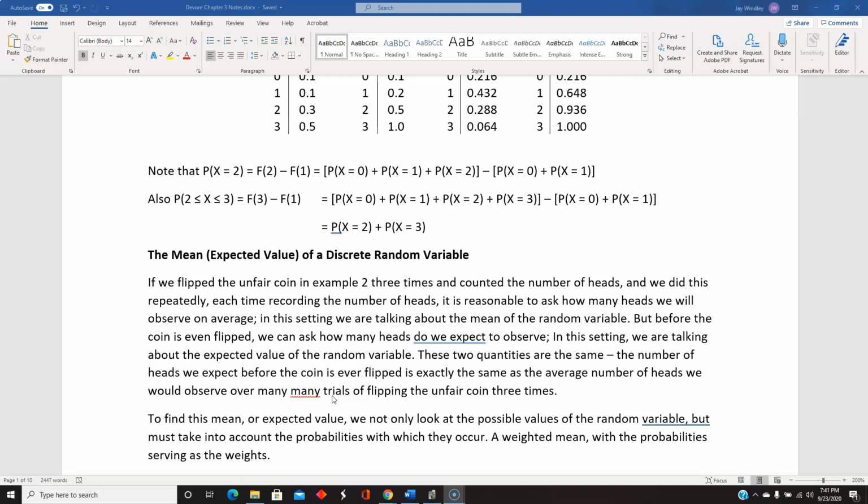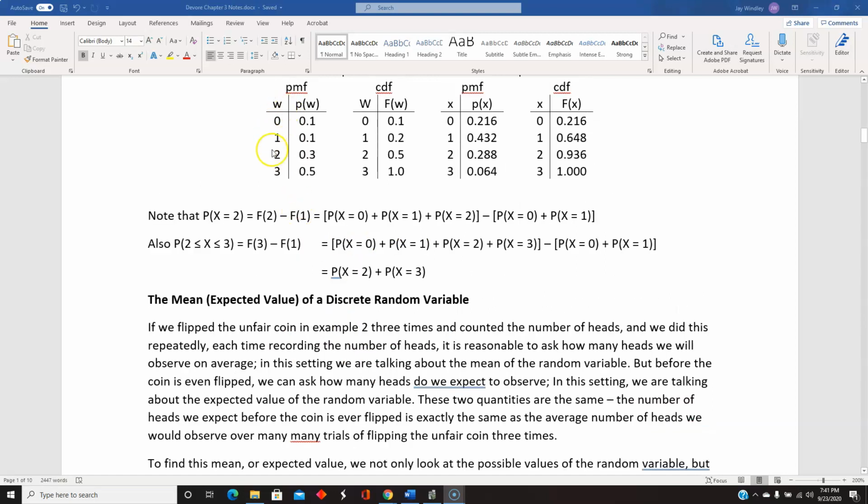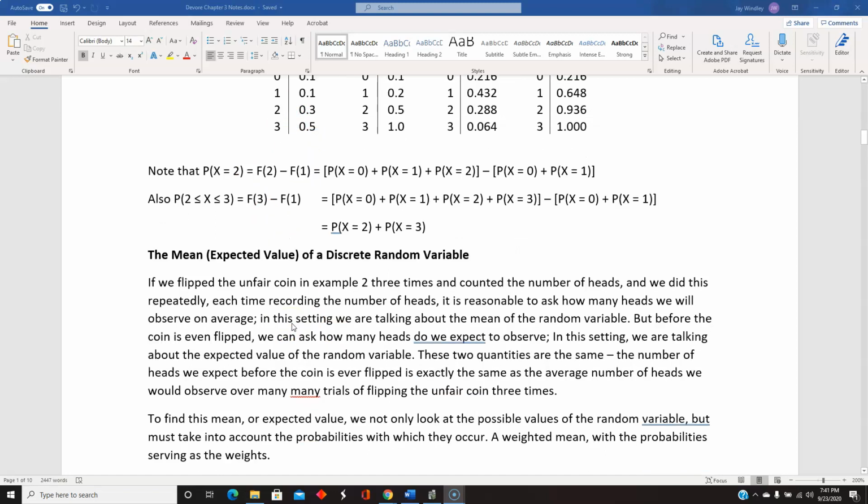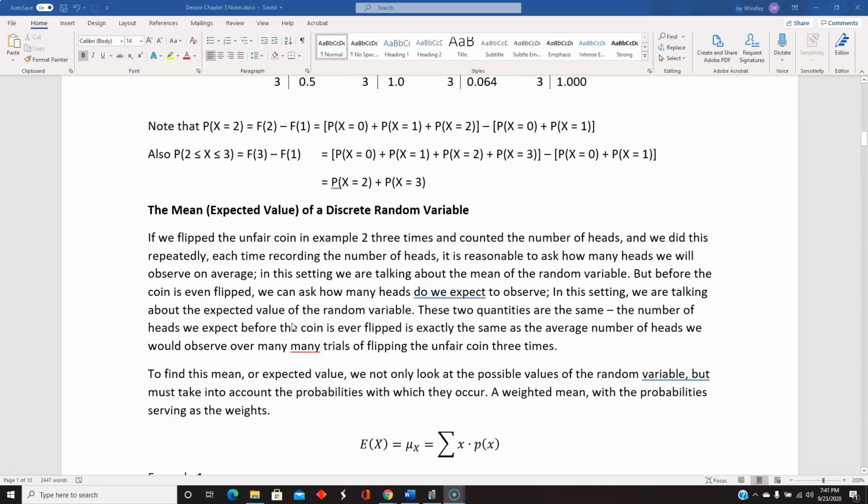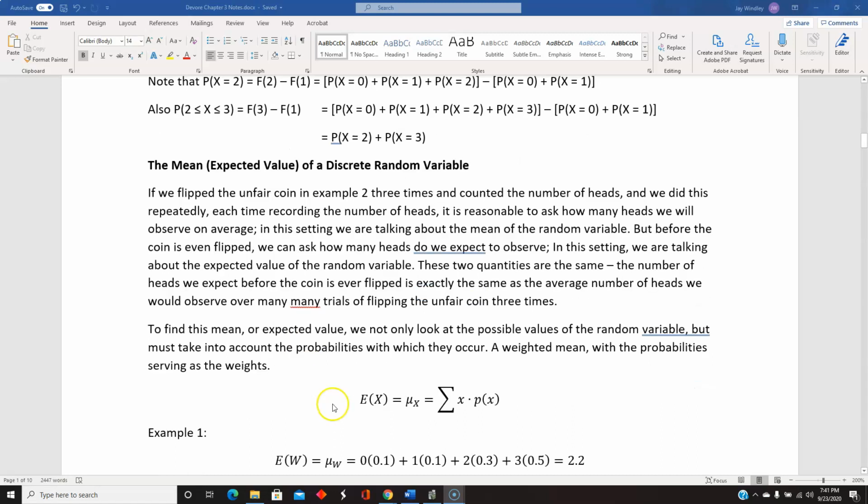So this is not a mean the way we did a mean in chapter 1, because you can't just add these values of your variable together and divide by 4, because in this case the 3 is much more likely to occur than the 0 or the 1. So we have to do kind of a weighted mean, and by weighted, we're going to add up the values of the random variable, but we're going to add them up after being multiplied by the respective probabilities.